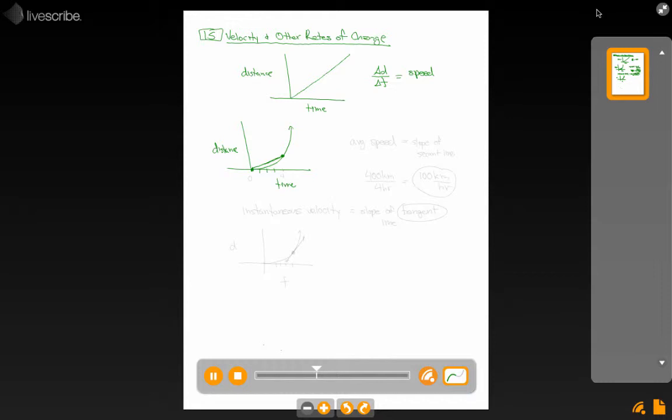So if I wanted an average velocity or an average speed, I basically would just have to find the rise over run between 2 points. So if, for example, I said, well, between time equals 0 and time equals 3 or 4 hours, what was the average speed? It's just going to be the slope of the secant line, meaning the slope between those two separate points.